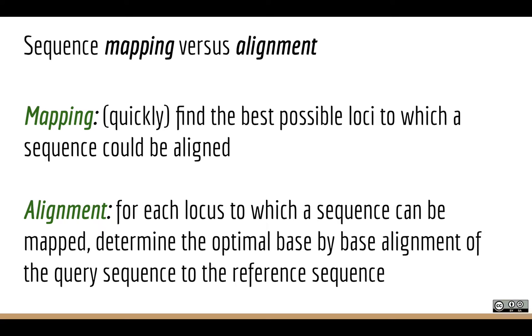Right. So we find all those possible locations, and then what we'll dig into a little more later is to figure out the optimal base by base alignment of that sequence to that particular locus in the reference genome. And that is critical, intuitively, because that is the substrate that's used to figure out where there are true genetic differences in the DNA that we sequenced versus the reference genome. And we'll start talking about that maybe next week. Okay?